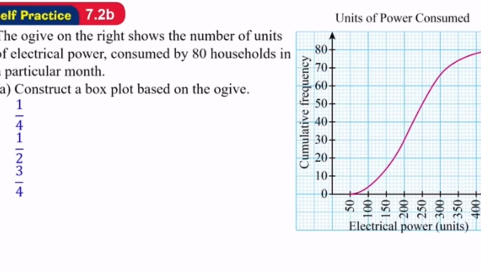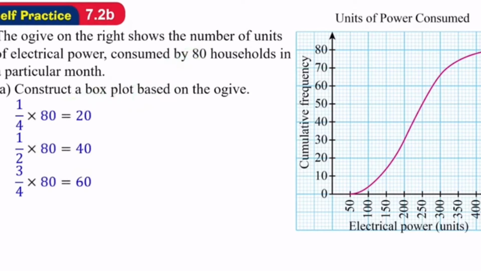First of all, we want to find the first quartile, which is 1/4 from the total 80 household. So 1/4 will times with the 80, right? Then we will get 20. And the median will be 1/2 times 80. We get 40. And the third quartile will be 3/4 times the total 80 households. So we will get 20, 40, and 60, right?